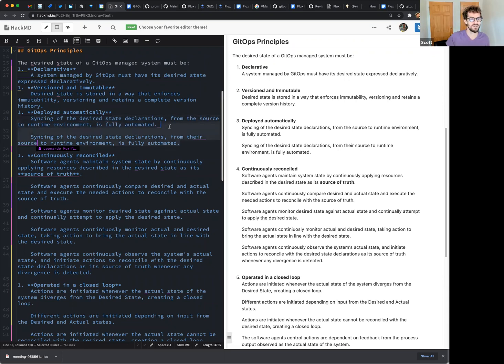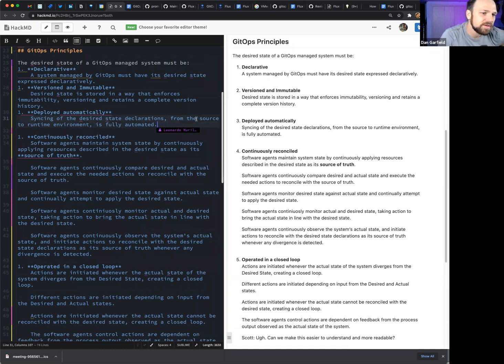Okay, so wait, did you change anything else from their? Oh, their source. From source, I guess, just from source to runtime environment, period. Yeah, source, like source, yeah. From source to runtime environment. Perfect.